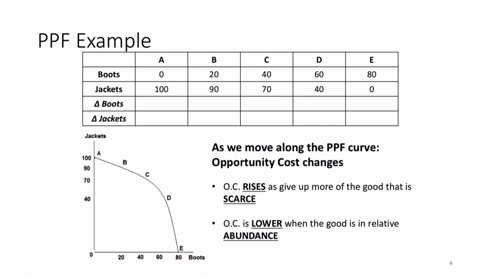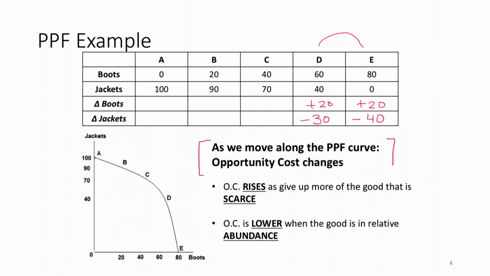Specifically, as we can see here, the opportunity cost rises as we give up more of the good that is scarce. As we're moving, let's say, from point D to point E, where we're increasing by 20 boots, notice that the cost in terms of how many jackets we have to give up is going to be high. 40 jackets we have to give up to get to point E. So that opportunity cost to get additional boots at point E is going to be high in terms of the amount of jackets that we have to give up.